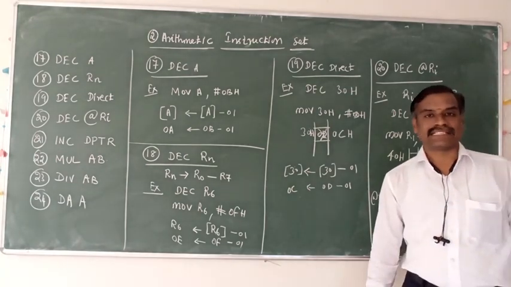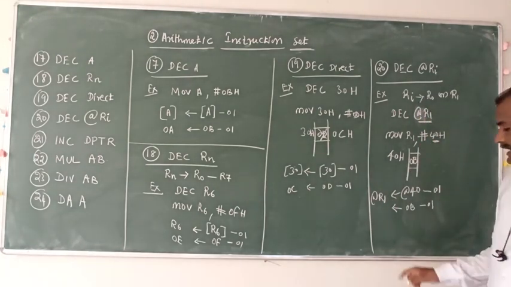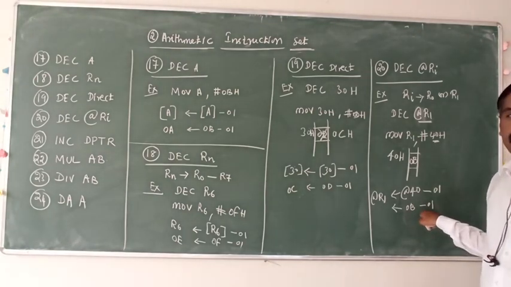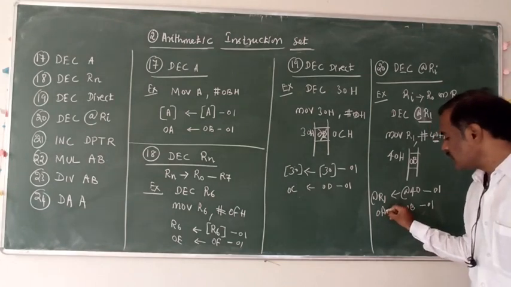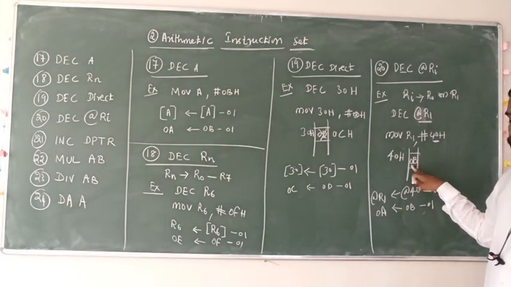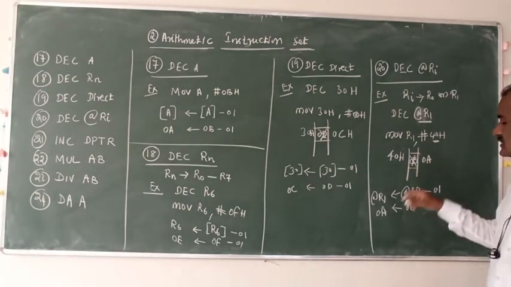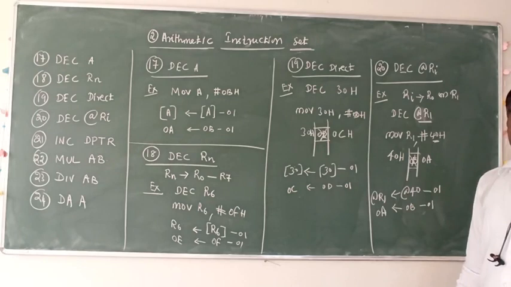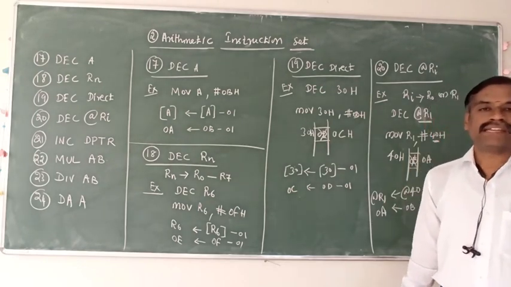0B in hexadecimal, the corresponding decimal value is 11. 11 minus 1 is 10. 10 in the corresponding hexadecimal value is 0A. Now at the address location, the 0B will be removed and 0A will be stored. This is the operation of decrementing the 8-bit data.